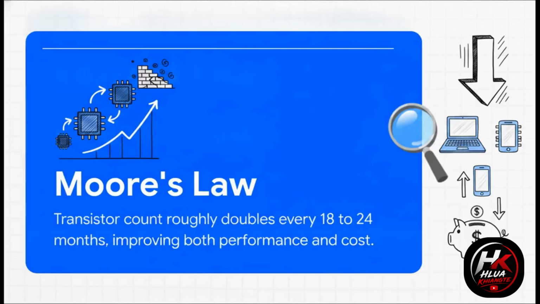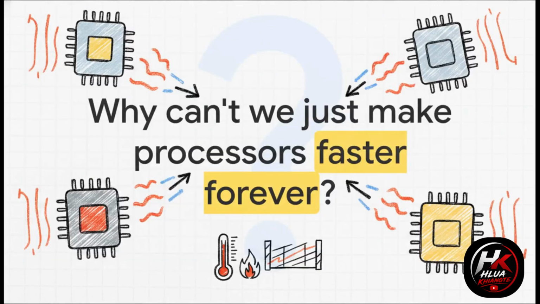It's wild. And this whole incredible shrinking act was driven by Moore's law. That's the famous observation that transistor counts on a chip roughly double every 18 to 24 months. For decades, this law fueled an absolute explosion of rapid performance gains and plummeting costs. But recently, well, we've kind of hit a wall. The trend is slowing down, simply because we've made transistors so vanishingly small that quantum physics is actually starting to get in the way.